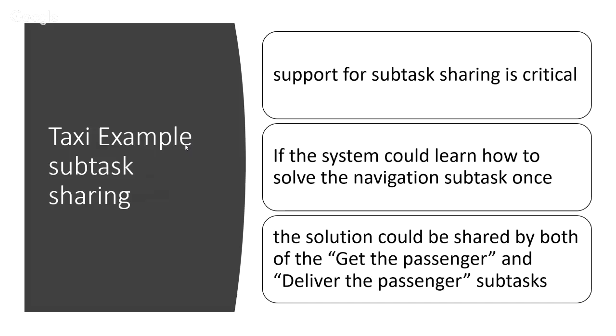Subtask sharing is quite critical with this problem. If the system could learn how to solve the navigation subtask once, the solution could be shared by both the get passenger and deliver passenger subtasks. So think about that. If it's in a spot and it goes and picks up the passenger and navigates around, that same navigation could be used again if it was in that same spot when it picked it up, to actually drop it off.